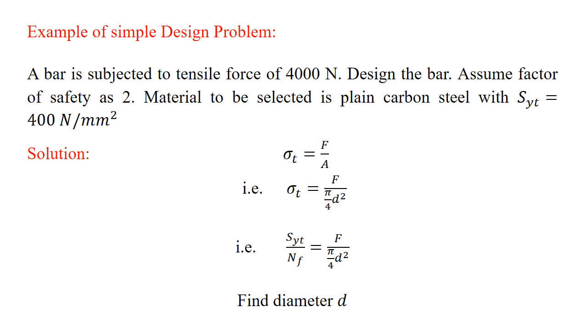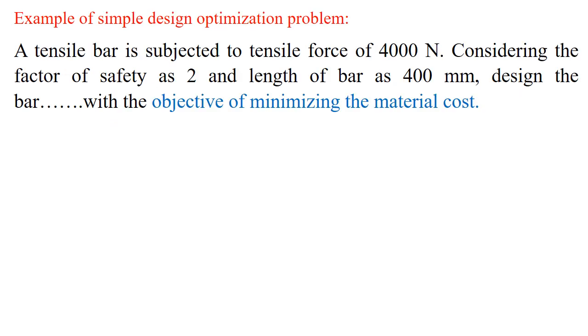If you want to differentiate a design problem from a design optimization problem, how can I reframe this same problem? I'll reframe this: a tensile bar is subjected to a tensile force of 4000 Newton. Considering the factor of safety as 2 and length of bar as 400 mm, design the bar with the objective of minimizing the material cost. So I have made an addition here, that is, with the objective of minimizing the material cost.